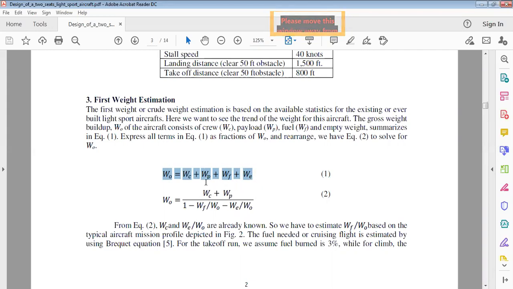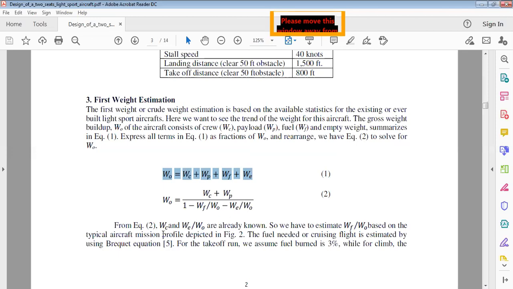So what happens here? WC plus WP we cannot change; the crew weight and the payload weight we cannot change. Only the fuel weight with respect to the total design gross weight changes, and the empty weight with respect to the design gross weight will be changed. So therefore we are making a fuel weight estimation as well as an empty weight estimation.